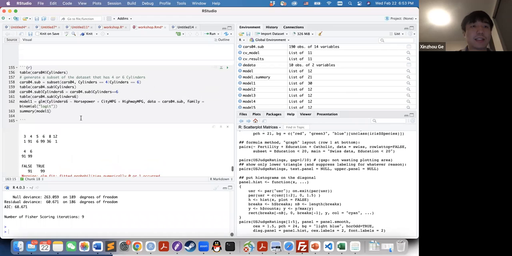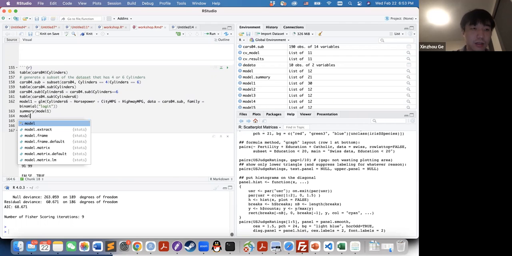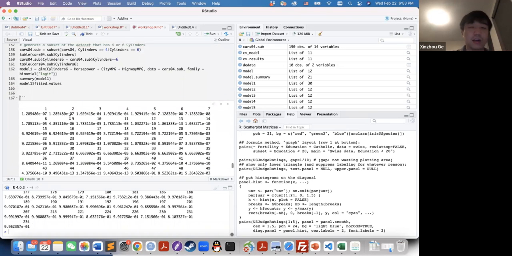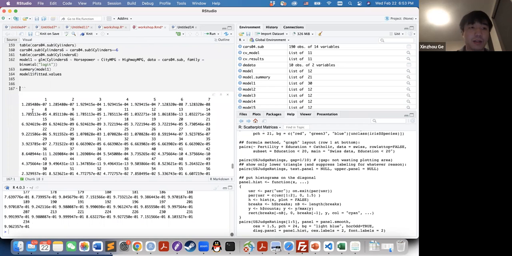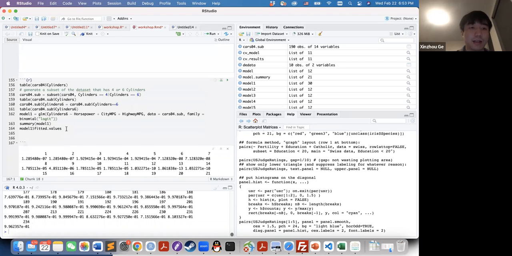And we can look at the predicted probability for each of the observations by looking at the fitted values of the model. We can see that these values are the predicted probability for each of the observations, ranging from 0 to 1. And this will be the probability that this car has 6 cylinders.